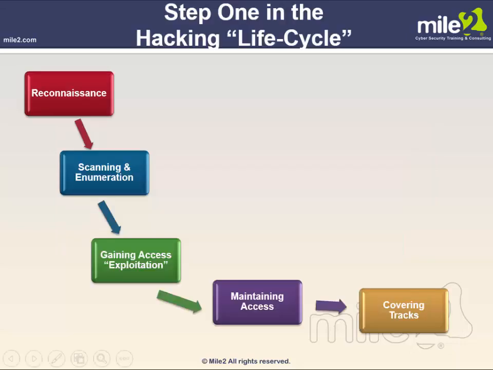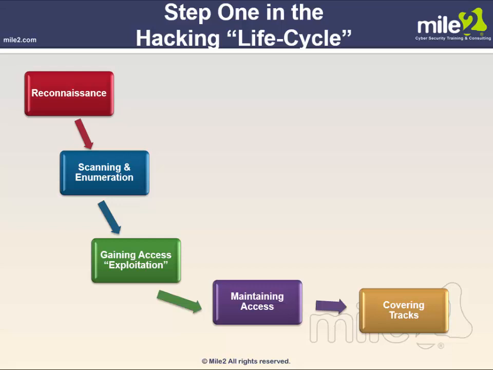All right, looking at step one in the hacking life cycle. If we look at the hacking life cycle, we basically have those 5 phases. This starts off with the reconnaissance portion, also known as footprinting. The whole idea of footprinting is to gather as much information about the target as possible so we can then go into the next phase, which is the scanning and enumeration phase.